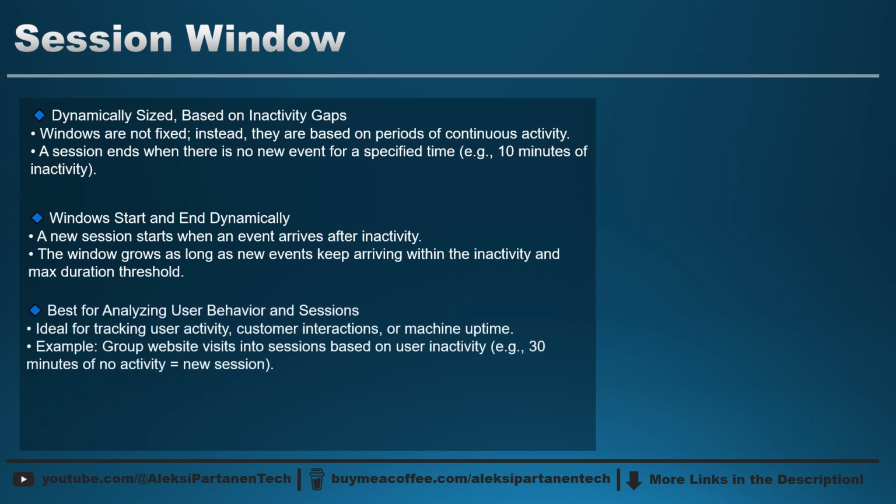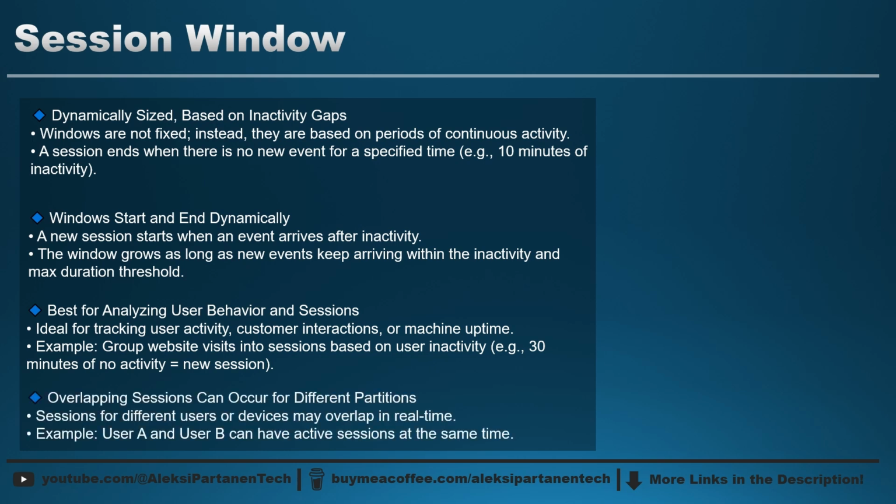These windows are best for analyzing user behavior and sessions, ideal for tracking user activity, customer interactions, or machine uptime. For example, group website visits into sessions based on user inactivity, so that 30 minutes of inactivity means that it will be a new session. These session windows can overlap if used with optional partitions, which means that we would divide data into sessions based on, for example, user or device ID, so that we would be able to track those sessions independently and not count them into one session.